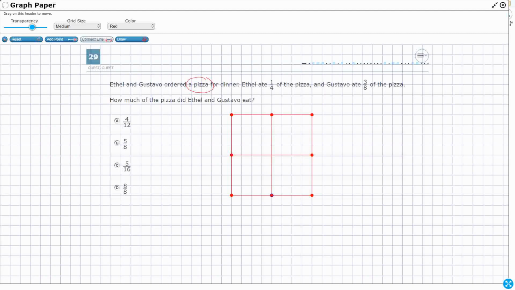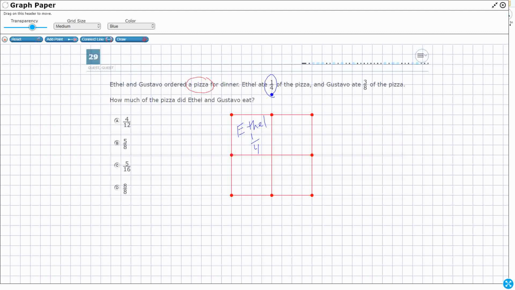All right, so I've got my 4/4, right? So I can say that Ethel ate 1/4. And so I'm just going to put this right here. Ethel, 1/4. All right, that's that whole section right there. Now, the issue is going to be, what do I do with Gustavo? Gustavo has got eighths, and I don't necessarily see eighths here.